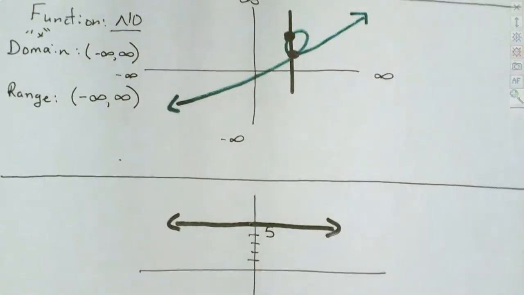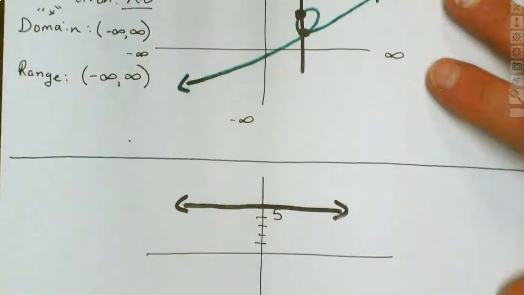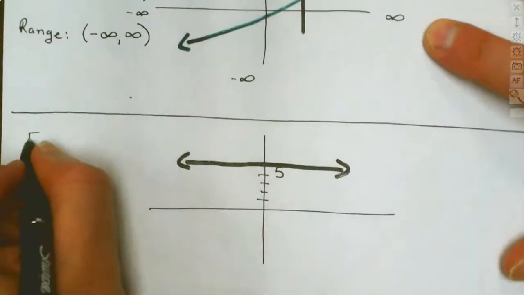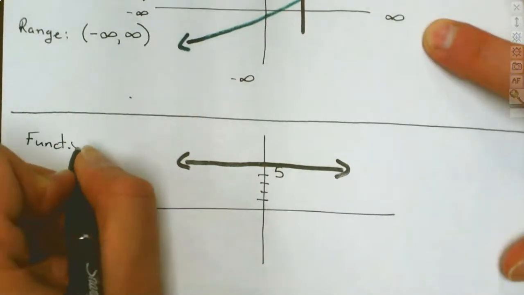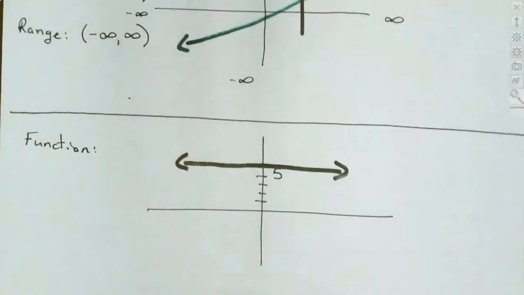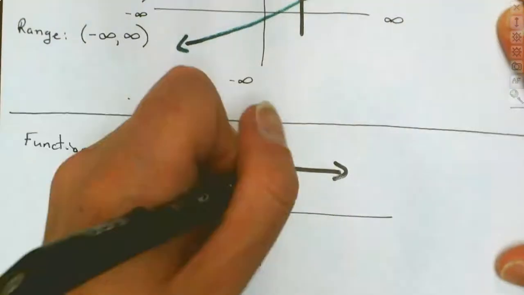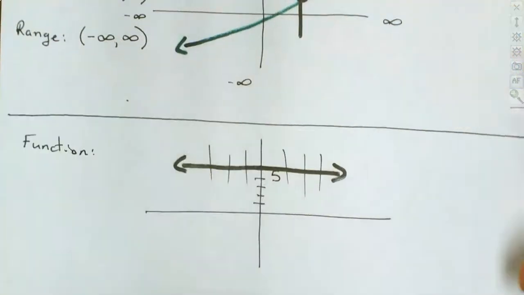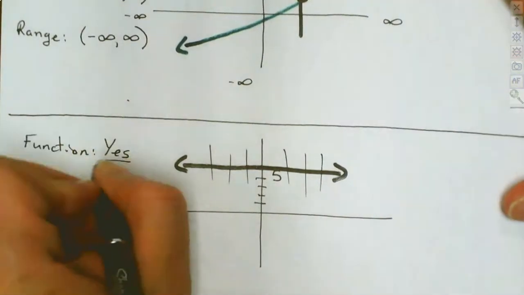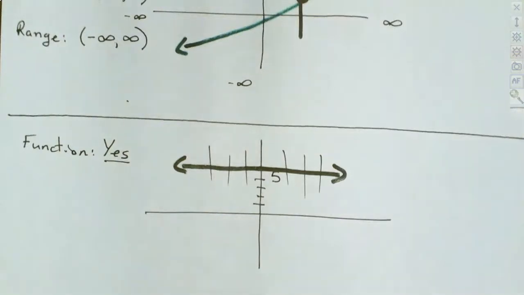What about a horizontal line like this? Is this one a function? Yes or no? Can someone tell me if this is a function or not? So I've got a horizontal line here. Now, how do we tell if it's a function? We draw vertical lines, right? Okay. Now, if I start drawing vertical lines, each vertical line, it touches the graph at what? Only one spot. So each vertical line touches the graph at only one spot. So a horizontal line would be a function.